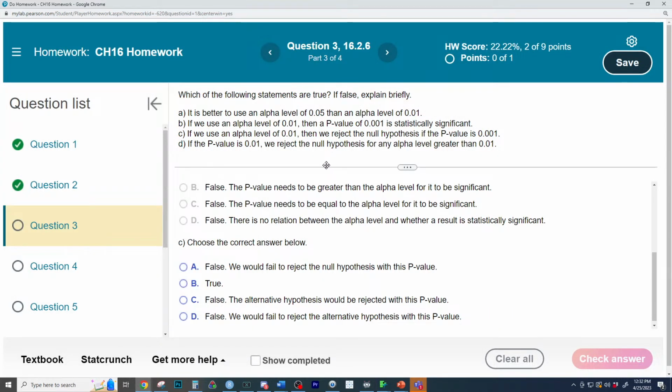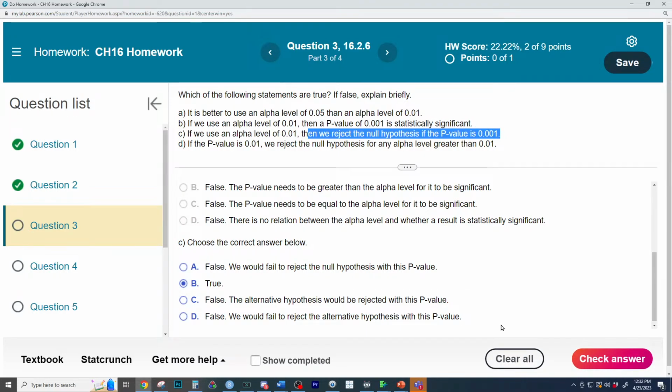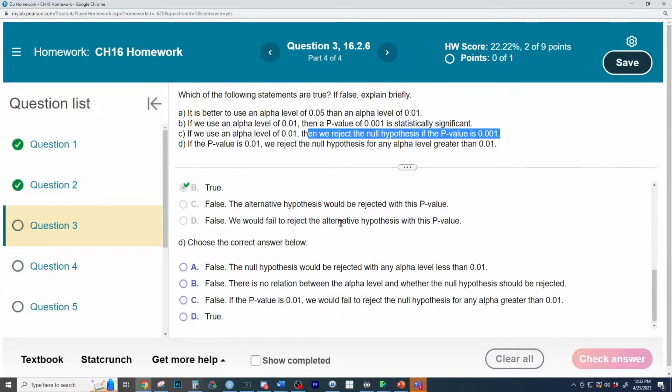If we use an alpha level of 0.01, then we reject the null hypothesis if the p-value is this. Yeah, I mean, you reject the null when the p-value is lower than alpha. That's exactly right. If the p-value is 0.01, we reject the null hypothesis for any alpha level.